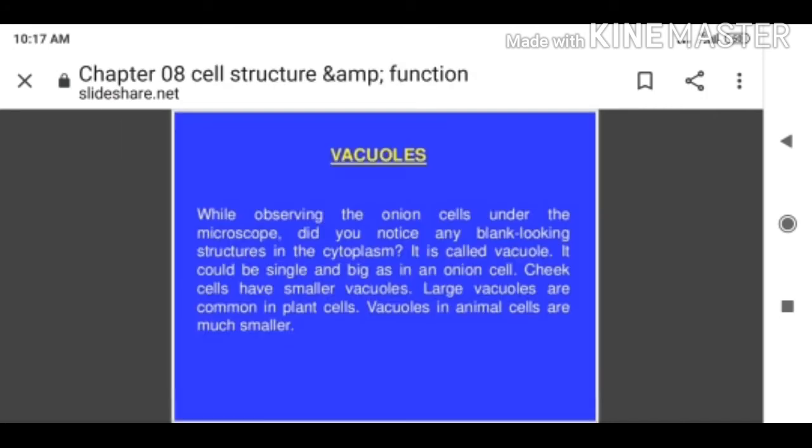Next cell organelle is vacuoles. When we see the slide of onion peel, we are able to see a large empty space, and this large empty space is the vacuole. It could be single and big in the plant cell. In an animal cell, like the human cheek cell, these vacuoles are many and small in size.